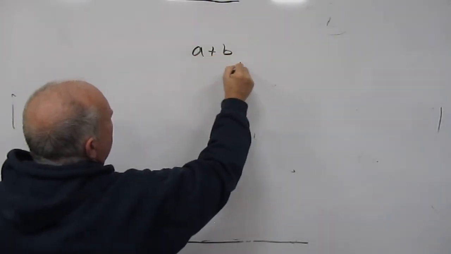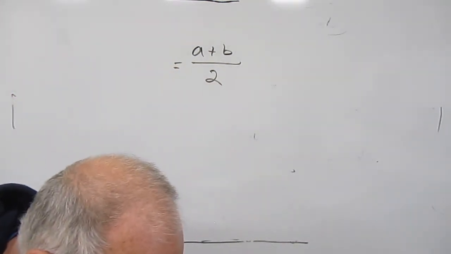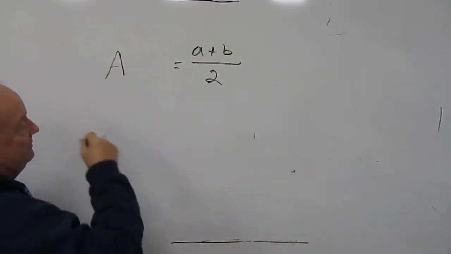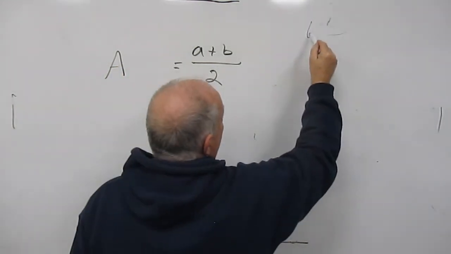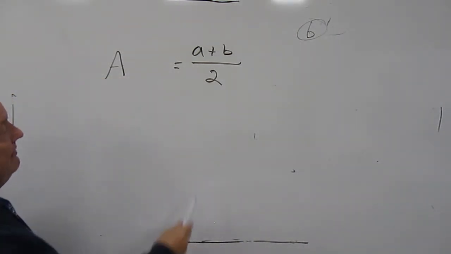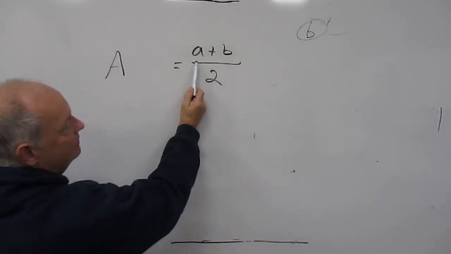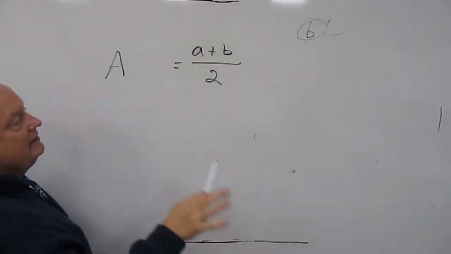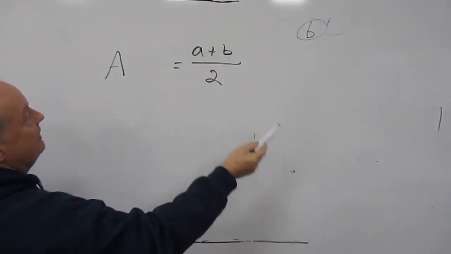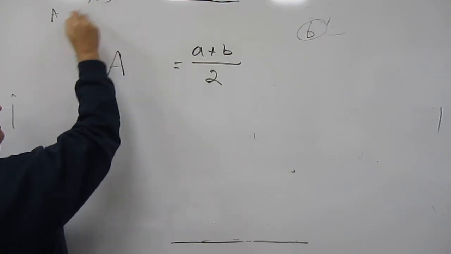A plus B over 2 equals A. Solve for small b. Now in this case, I'm going to say that this is a capital A and this is a small case a, which symbolize something totally different. So they are not the same. It's the same as saying A and X plus B. They're not the same.